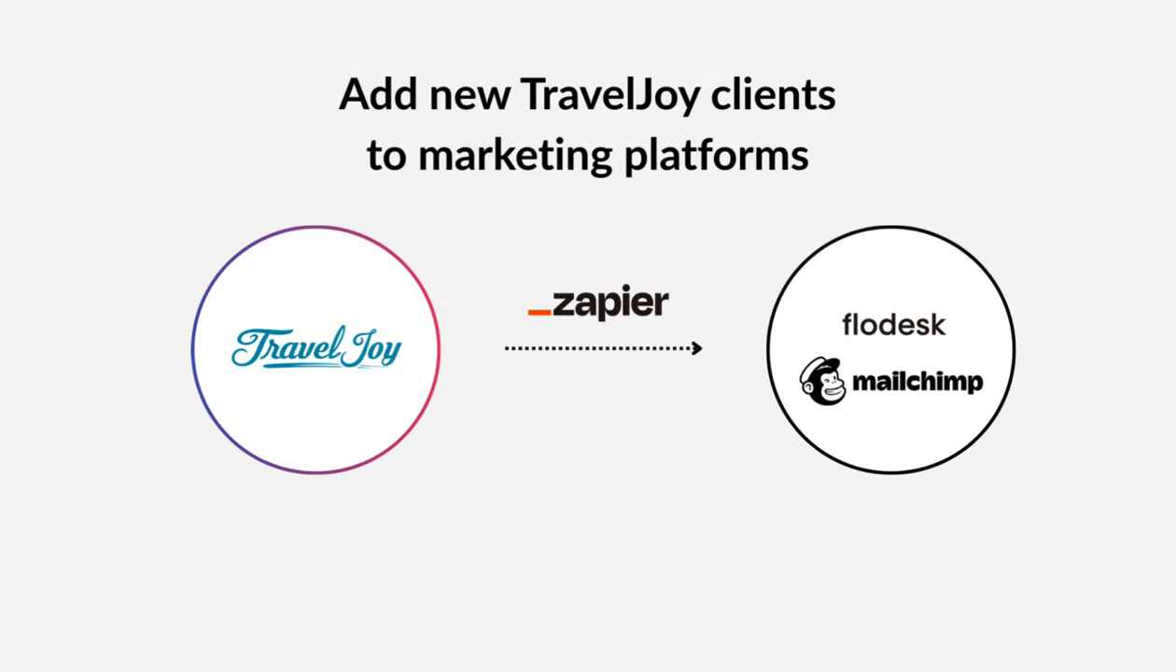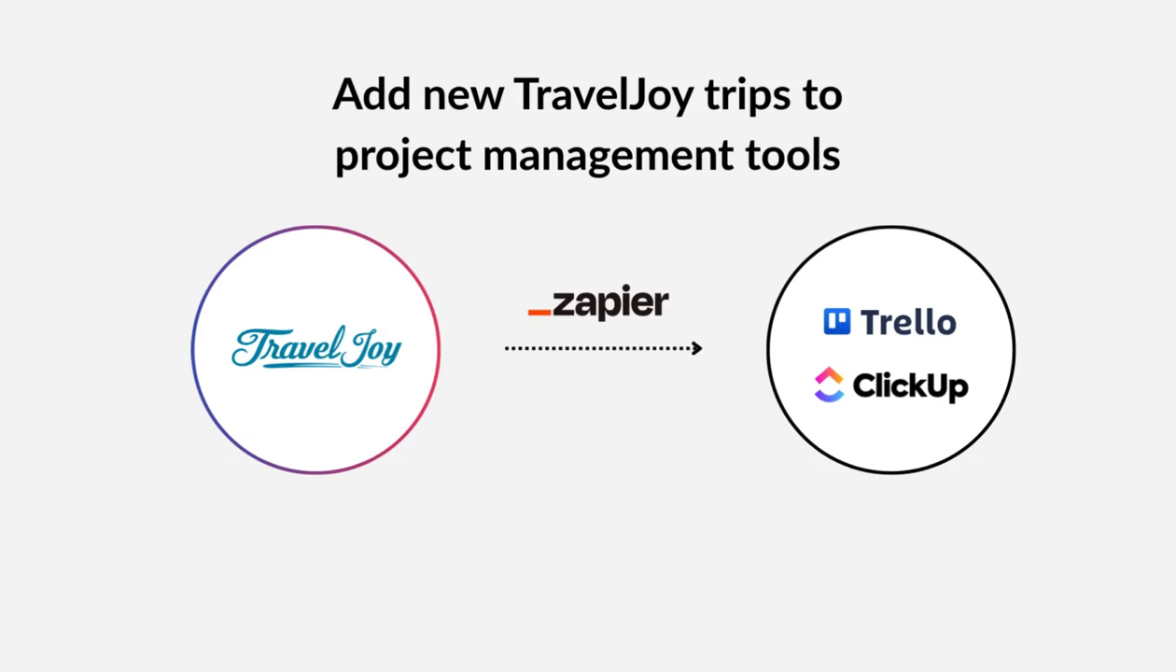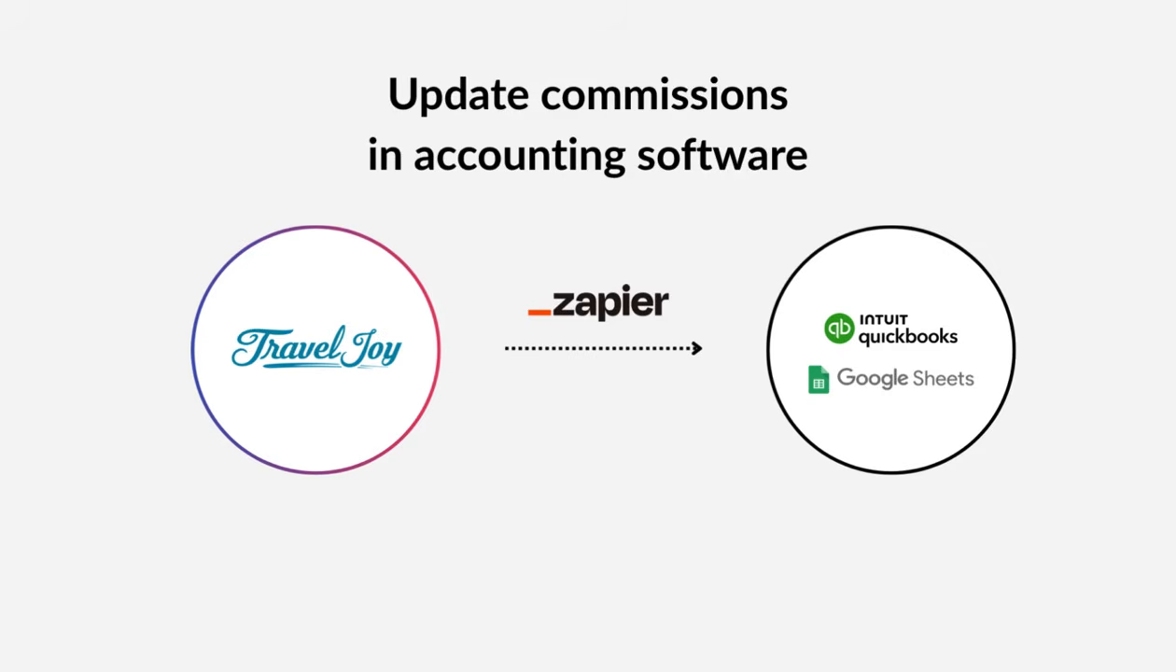Here are just a few things you can now automate. These are really simple examples, but these are the ones that we hear most often. When a new client gets created in TravelJoy, Zapier can automatically add them to your Flowdesk or MailChimp email marketing list. Or when you create a new trip, Zapier can create a Trello card to help you manage your workflow there. Or when you update a commission in TravelJoy, it can log those details in Google Sheets or send it to QuickBooks or another accounting platform. There are so many possibilities, and you can customize them based on how you work.